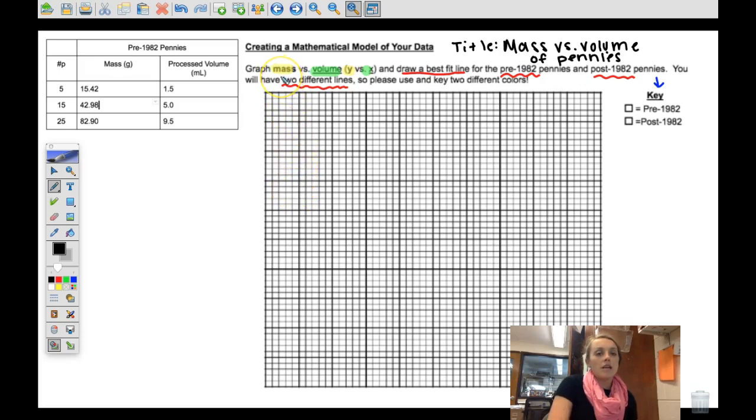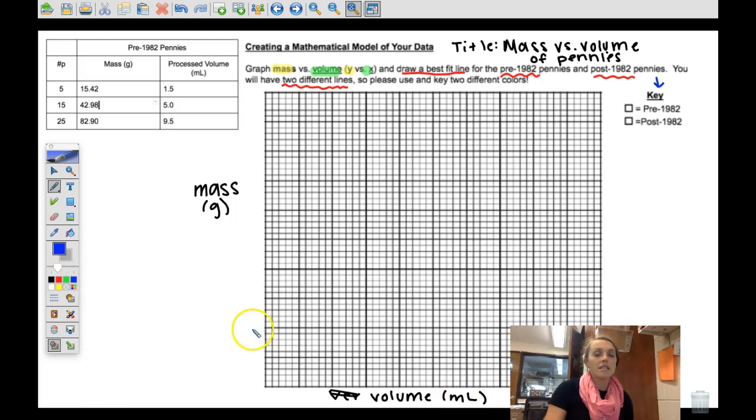We also need to tell our readers which axis represents which component. So mass goes on the y, so our y-axis is our vertical axis, so we're going to label it as mass with a unit, and volume is on the x, which is our horizontal axis. Volume in milliliters.